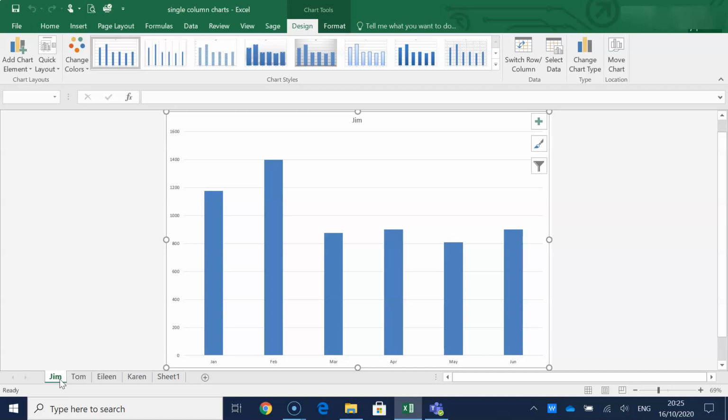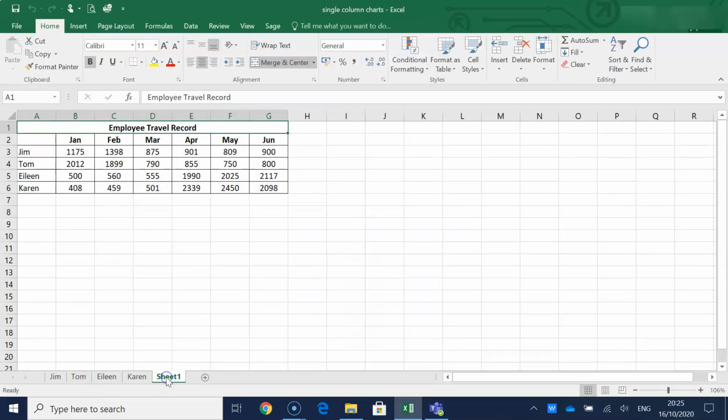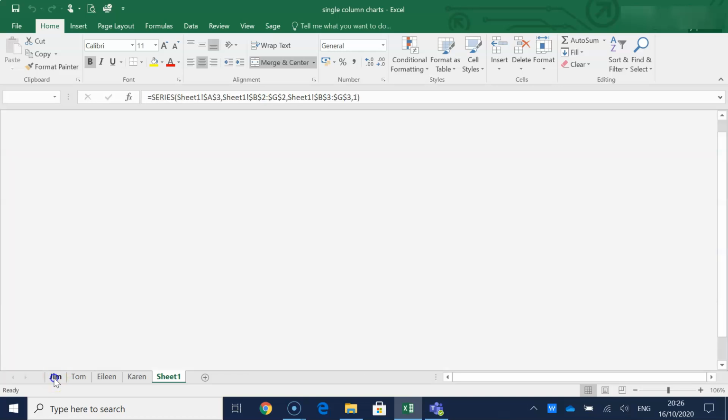In a column chart, each number is represented by a vertical column. The higher the number, the higher the column. Each set of numbers represented in the chart is called a data series. So all of those are data series and they correspond to Jim's row on the general table.